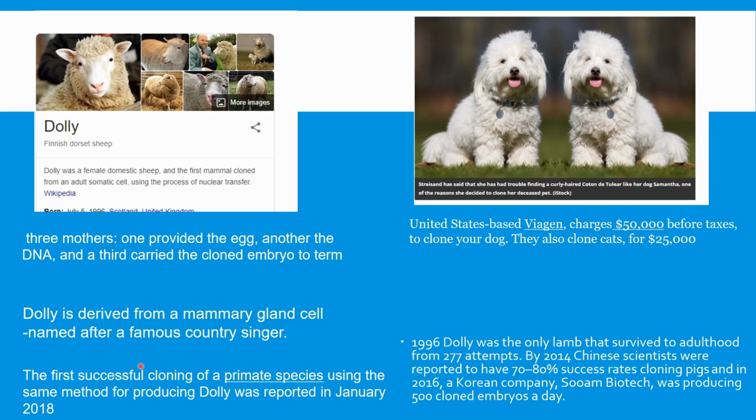The first successful cloning of a primate species, so some monkey, was done using the same method in 2018. So things are moving ahead. Okay, here I wrote down how many attempts there were. In 1996, Dolly was cloned first, and she was the only lamb that survived to adulthood from 227. So approximately 1 out of 300 were successful.